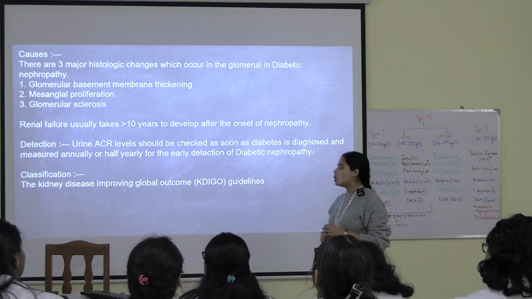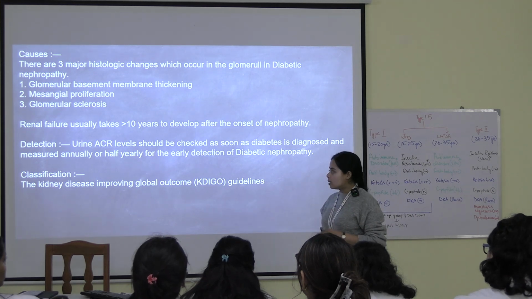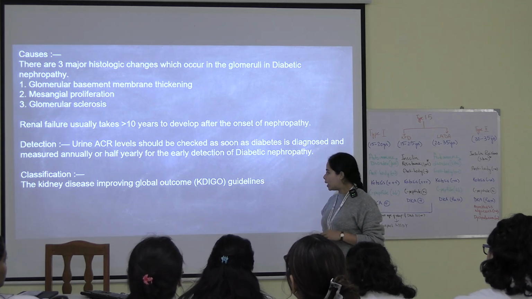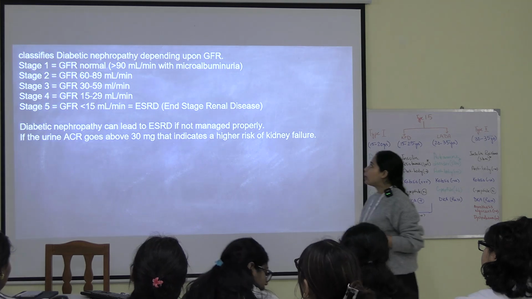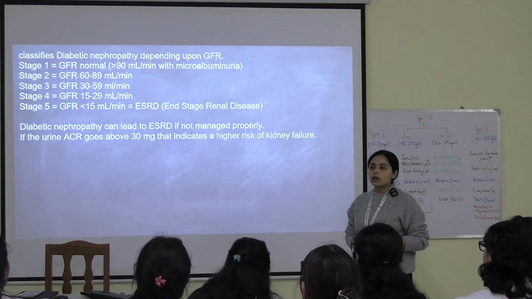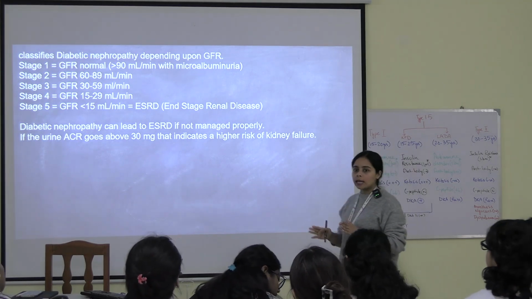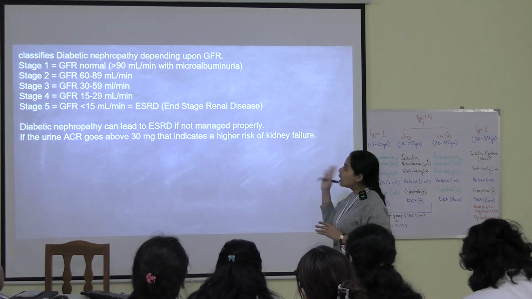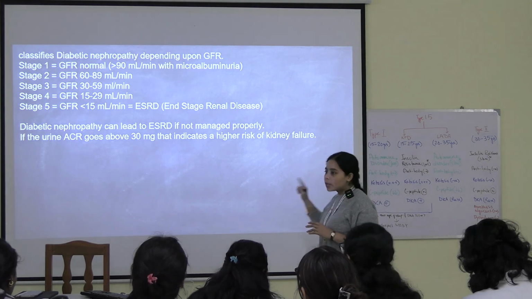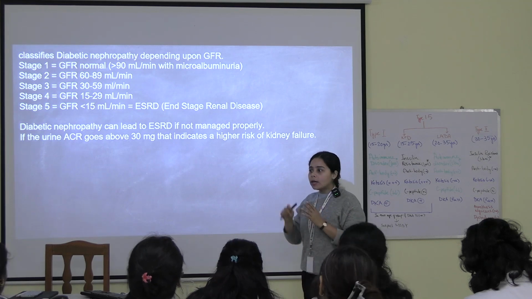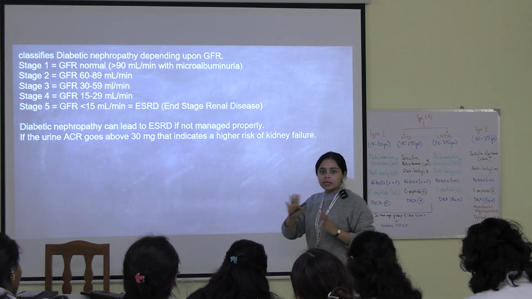Now the classification: the Kidney Disease Improving Global Outcomes, that is KDIGO guidelines, classifies diabetic nephropathy depending upon GFR. What is GFR? Glomerular filtration rate. Stage 1, GFR is normal, that is 90 ml per minute or more, with microalbuminuria. That means GFR is coming normal, but a little bit of albumin is present. As I said, a little bit can pass through the nephrons, that is present, but the GFR is normal.